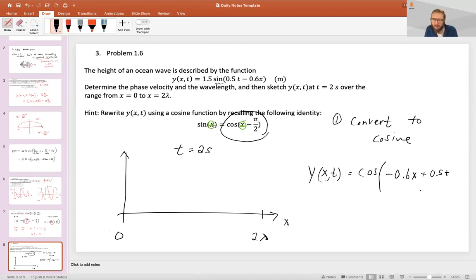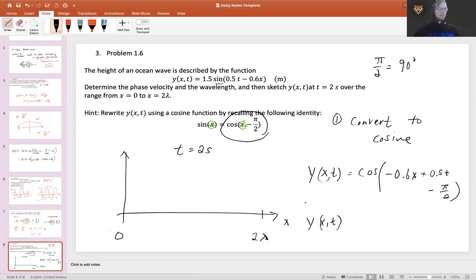All right. So I'll write it generally. So yes, for the general case, we could write it as this. And then what is pi over 2 equal to in degrees? Just 90 degrees. Yeah. All right. Anyone? Agree, disagree?